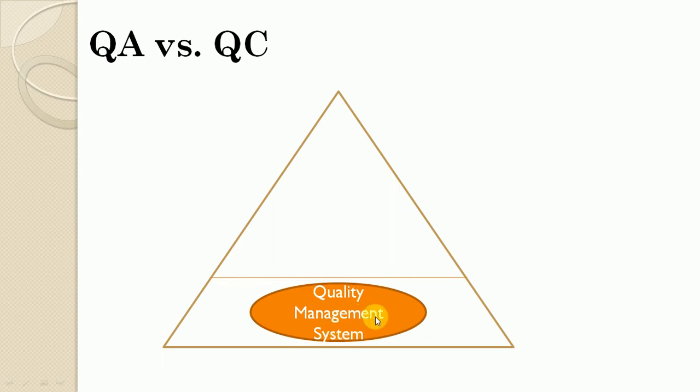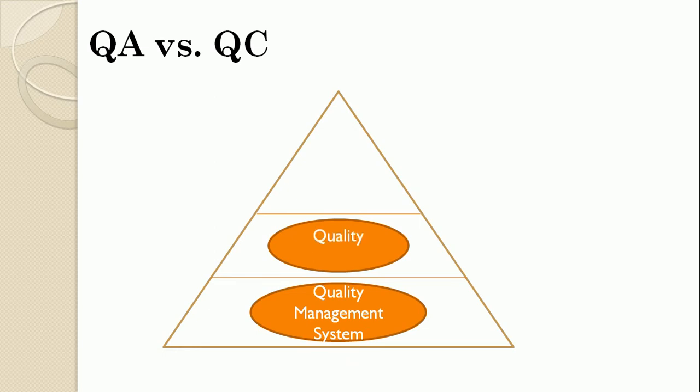Now let's talk about quality assurance. What is quality assurance? Quality assurance is a part of the quality management system which focuses on providing confidence that quality requirements will be fulfilled. So can I say quality assurance is process oriented, right?